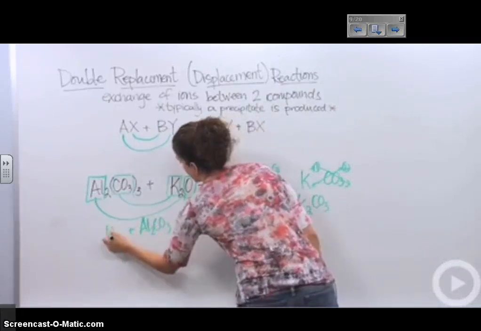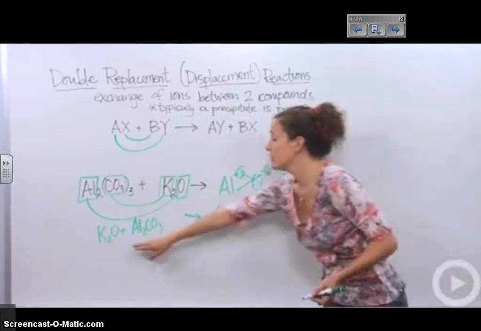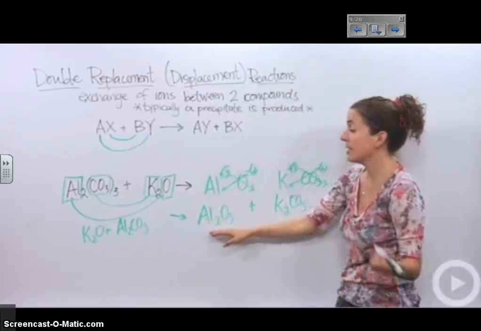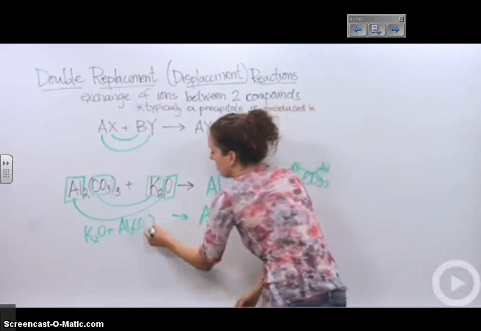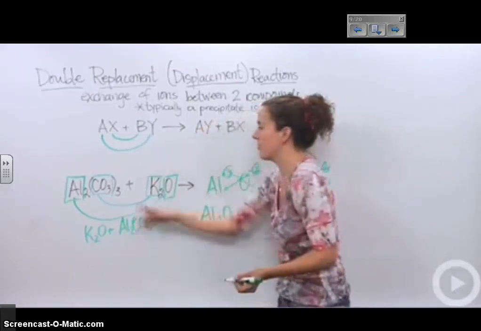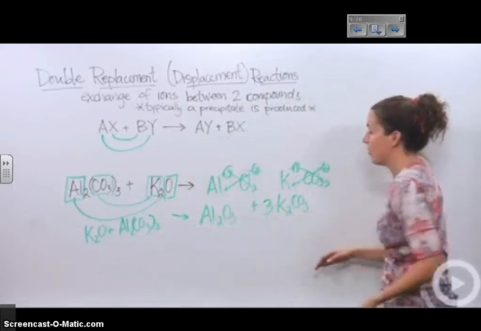And I'm just going to change that just for room's sake. Okay, so let's start with aluminum. We have 2 aluminum on the reactant side, 2 on the product side, so that's okay. Let's talk about carbonates. Actually, I have 3, I didn't copy that correctly. We have 3 on the reactant side. We're going to put 3 on the product side.